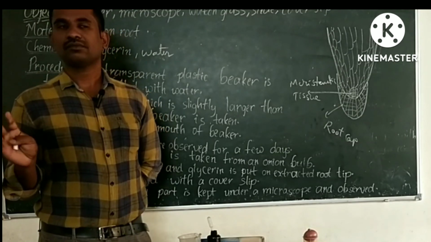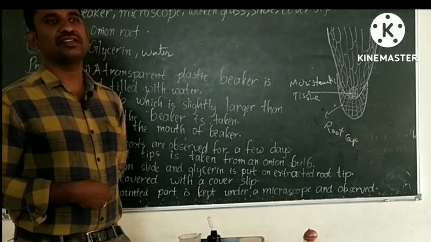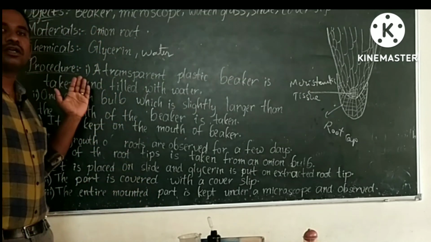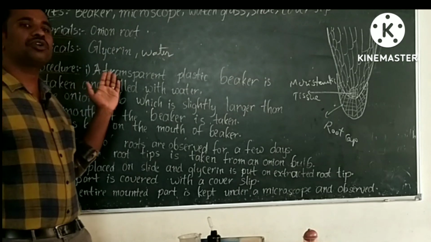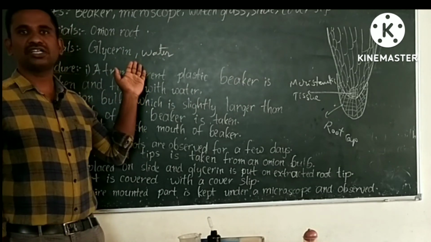Now, do you understand up to here? Then we will discuss the different kinds of tissues of the plant body. So this is the root tip observation in onion bulb. Did you understand? Yes, sir.